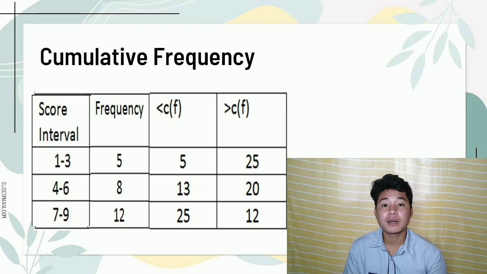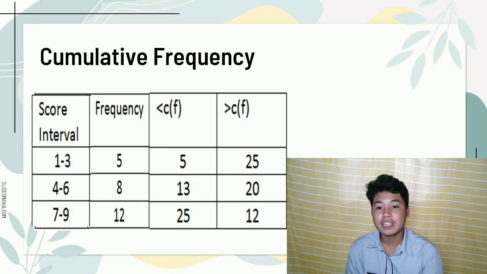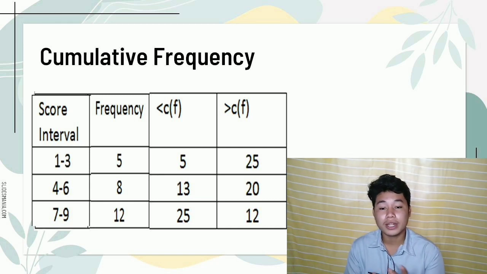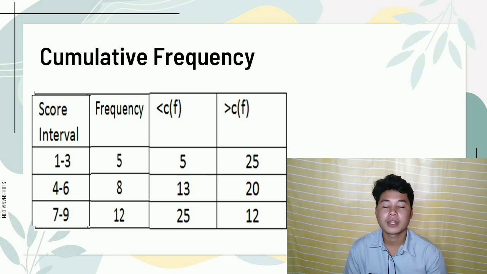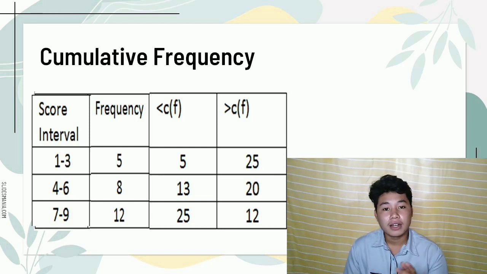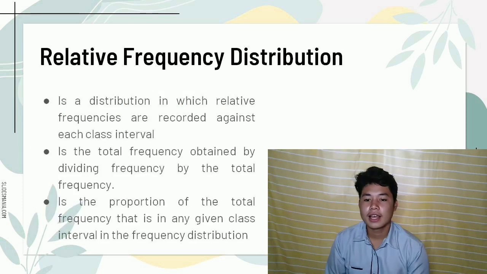Next, in solving the more than cumulative frequency, we need to start from the bottom and copy the preceding frequency, which is 12. So 12 plus 8 is equal to 20, and then 20 plus 5 is equal to 25. As you can see, we have the same answer for our less than and more than cumulative frequency distribution. Makes sense because 25 is our total population.